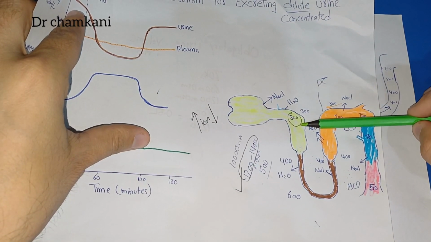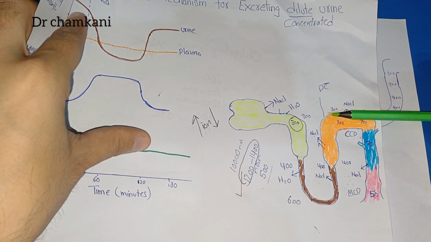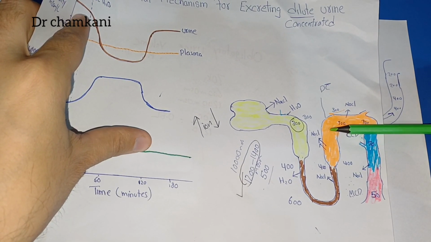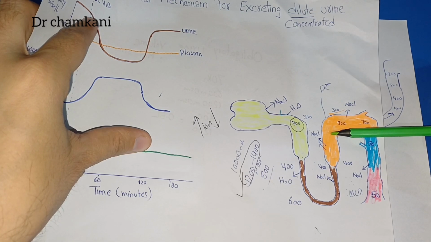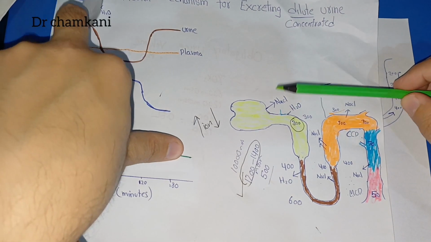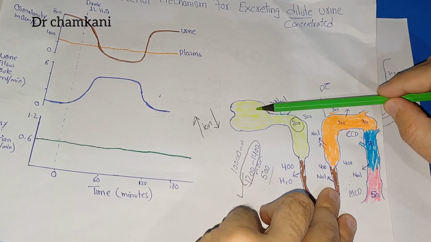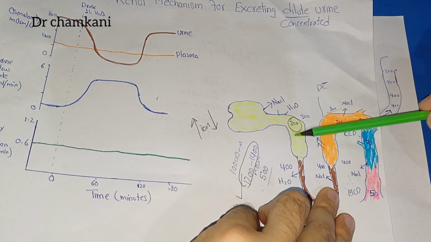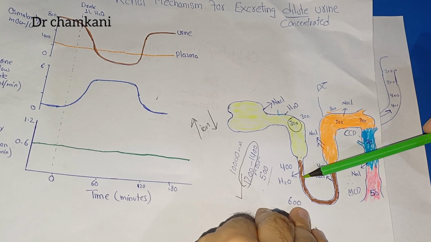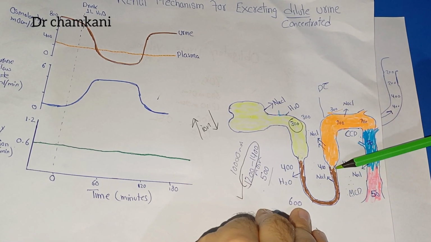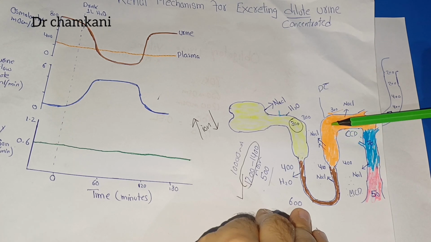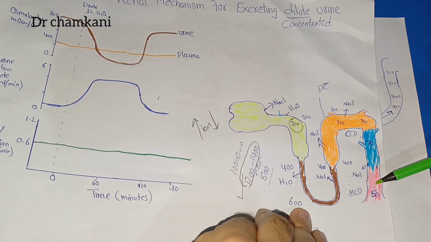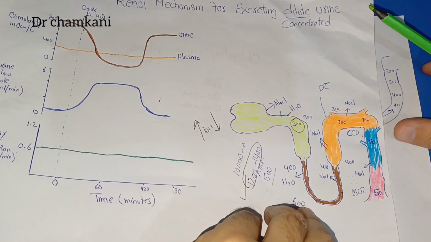Now coming to this loop of Henle, this is the loop of Henle. Before we go into detail, let me remind you that whenever fluid enters the kidney, it is filtered in the glomerulus. Then the fluid filtrate comes into the proximal tubule, then the descending limb of the loop of Henle, then the thin ascending limb, then the thick ascending limb, then the distal convoluted tubule, then cortical collecting ducts, and finally medullary collecting ducts, and then out of the body in the form of urine.